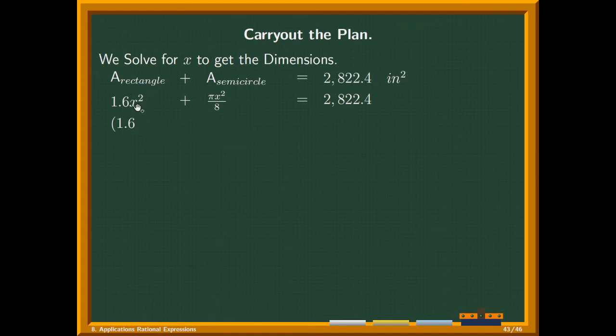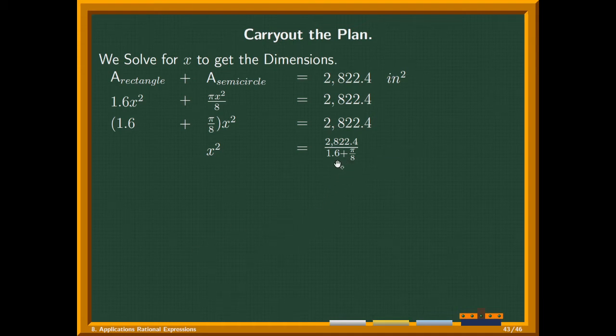Now removing the common term, which is x squared, we have 1.6 plus pi over 8, the whole quantity, times x squared is equal to 2,822.4 square inches. And we divide both sides by this expression. So what remains is x squared in square inches, which is equal to 2,822.4 divided by 1.6 plus pi over 8.